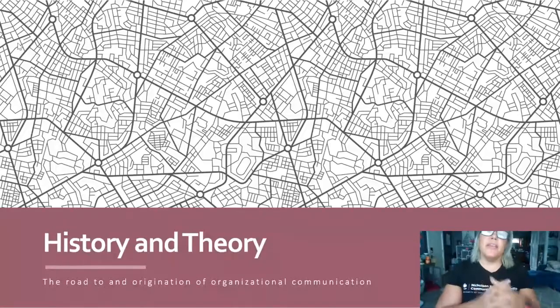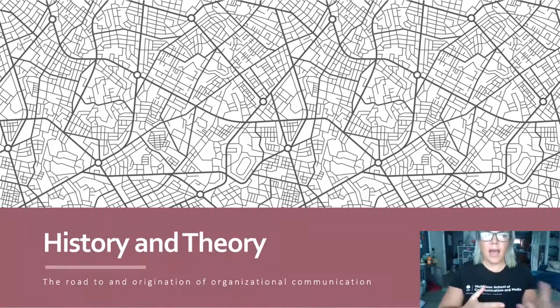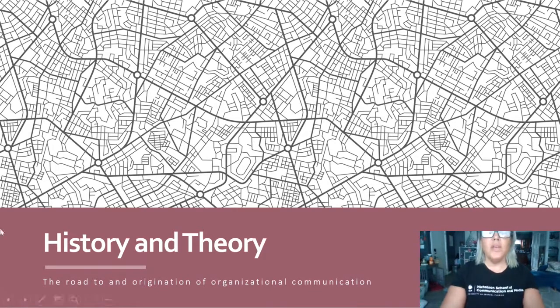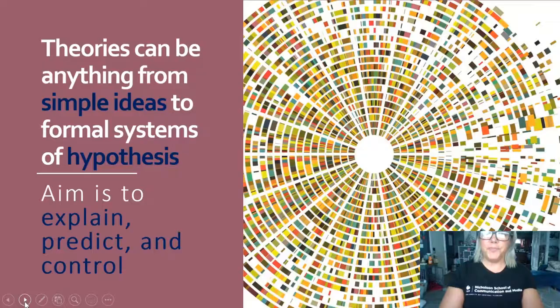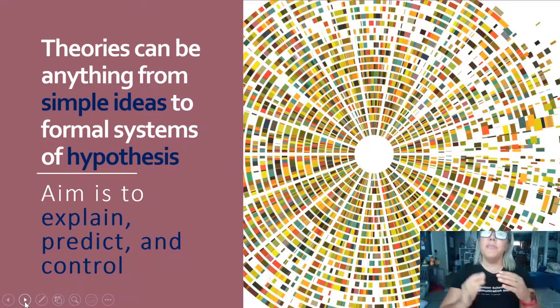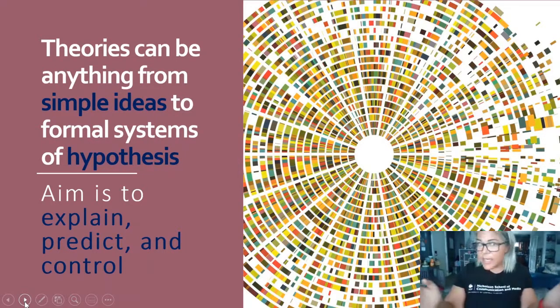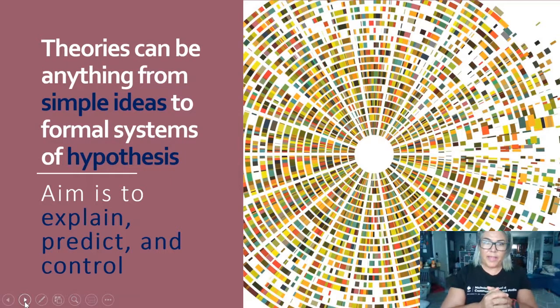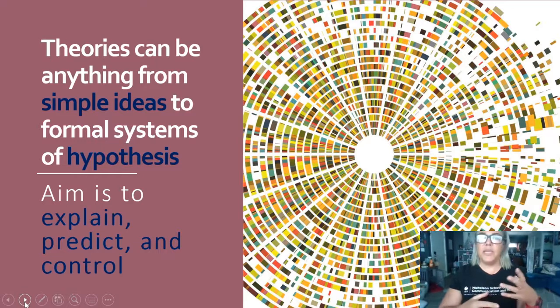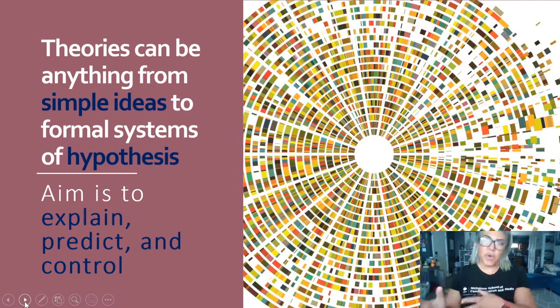We're going to be talking about the history and theory behind organizational communication and really the road to its origination. So theories, when we talk about history and theory, can be anything from simple ideas to formal systems of hypothesis. The aim of every theory is the same. It is to explain, predict, and control.